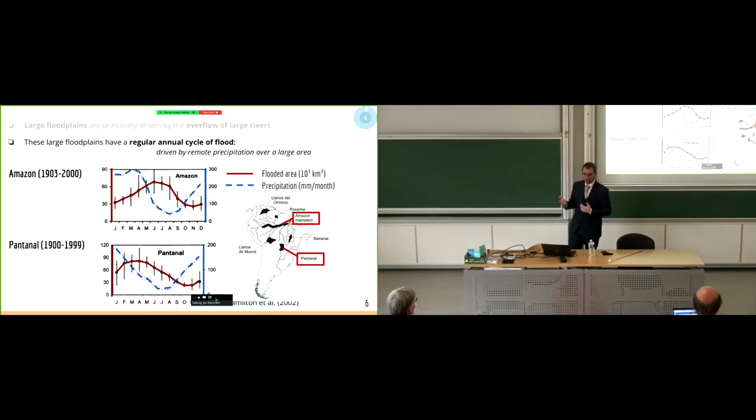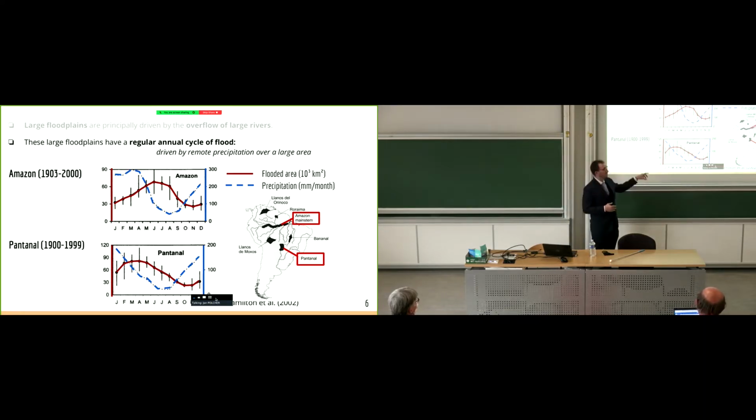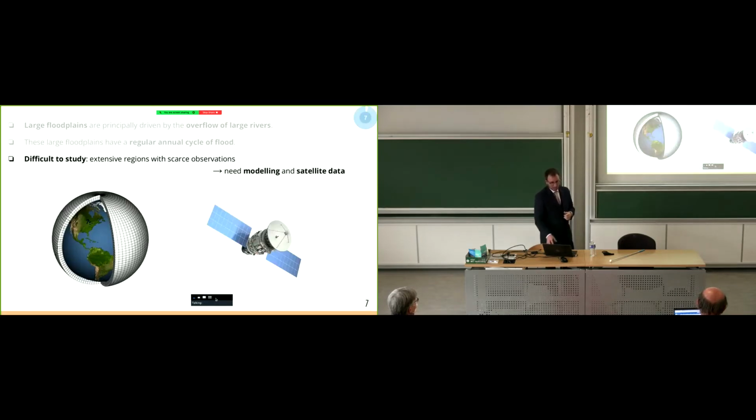Then these large floodplains have a regular annual cycle of flood, which is driven by remote precipitation over large areas. You can see here for the Amazon and the Pantanal the annual cycle for a century period of the precipitation in blue and the flooded area in red. And you can see how we have a regular pattern of flooded area which is related to the precipitation. Then these areas are difficult to study because there are extensive regions with scarce observations. This is why we need modeling and satellite data.